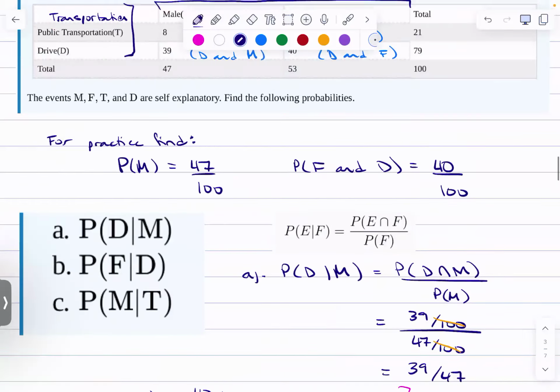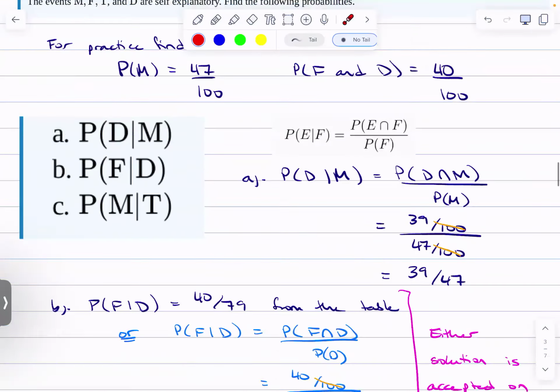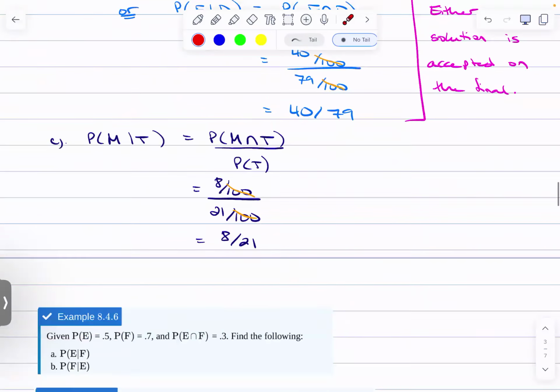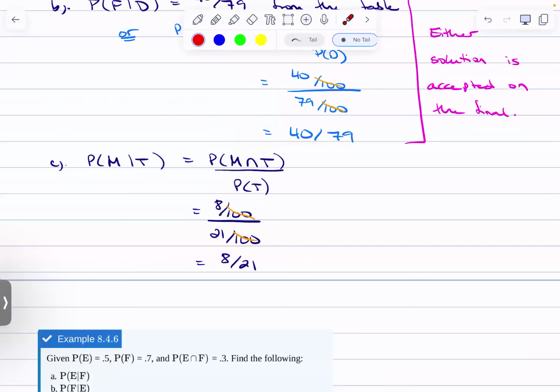So we know they take public transportation, so we're restricted to this 21 now. And how many are male? 8 out of 21. Good. Any questions about those ones?